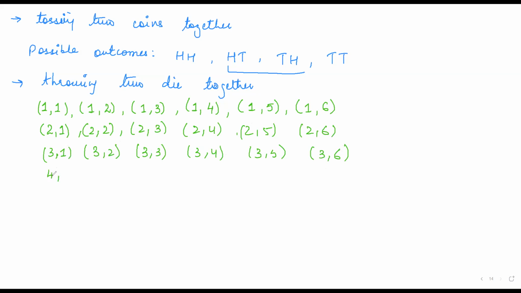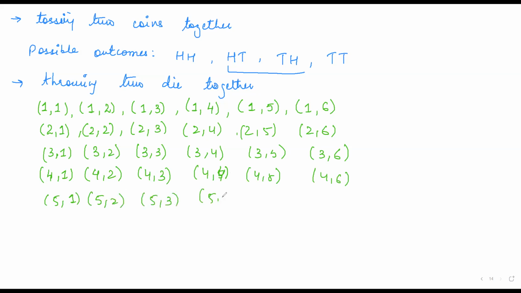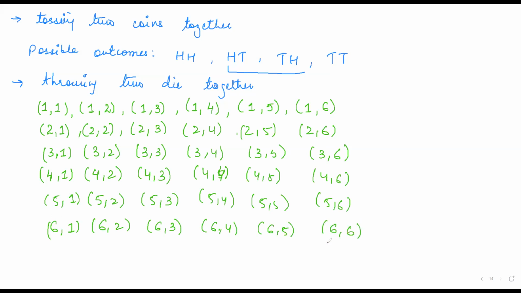Similarly, first die showing number 4, second die number 1. So these are the possible results: 4 and 2, 4 and 3, 4 and 4, 4 and 5, and 4 and 6, right? Now first die is 5, second die is 1, and so on for this combination. Now first die showing 6, second die showing 1, and then 6 and 2, 6 and 3, 6 and 4, 6 and 5, and then 6 and 6. Both dice are getting 6. So these are the possible outcomes.